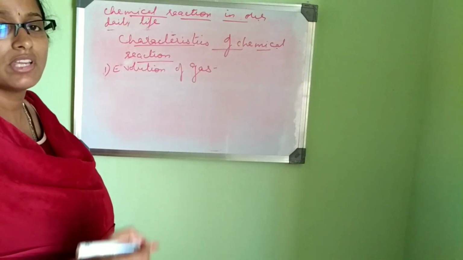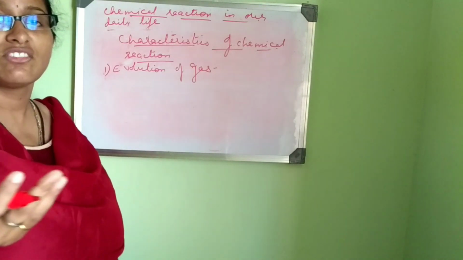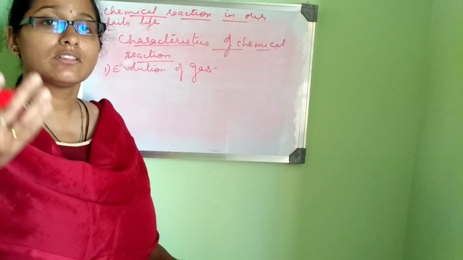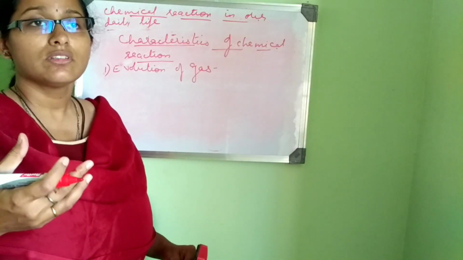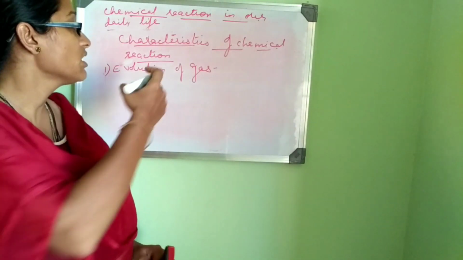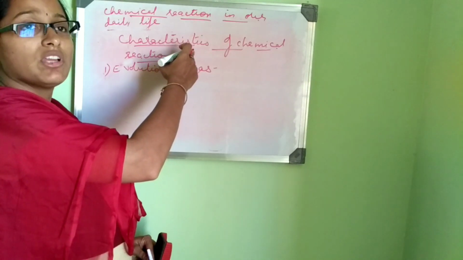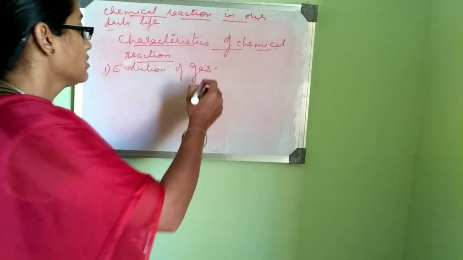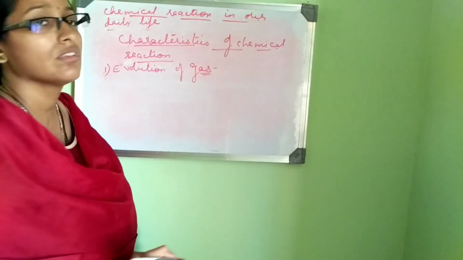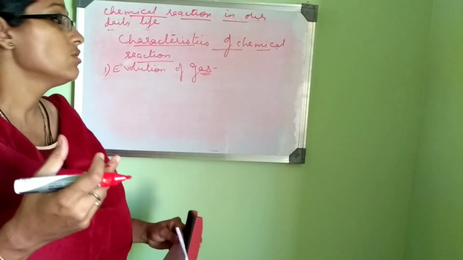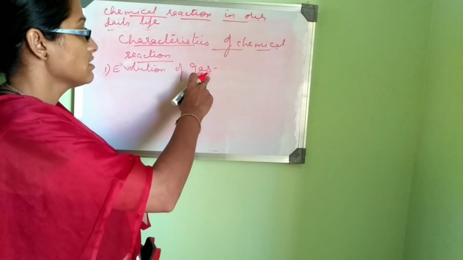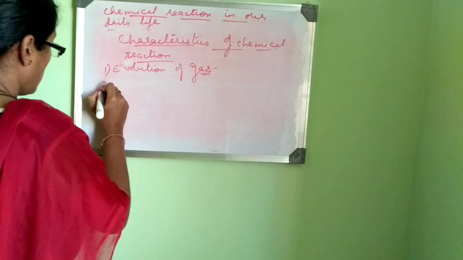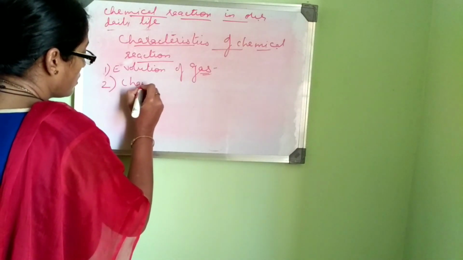With evolution of gas, in factories we can see a lot of smoke released. The smoke we can see can be from a chemical reaction. The chemical reaction process is ongoing and the smoke released is a gas. So whenever you see or understand the presence of a gas, there is a chemical reaction.